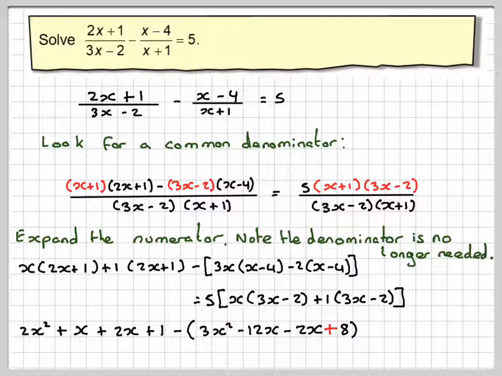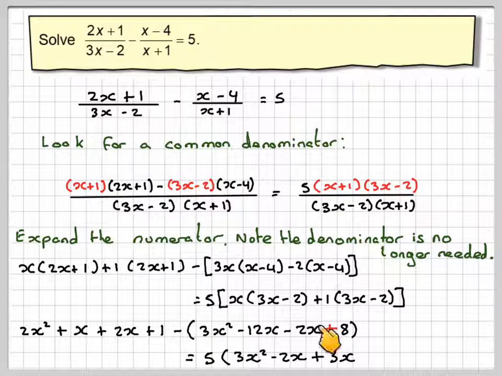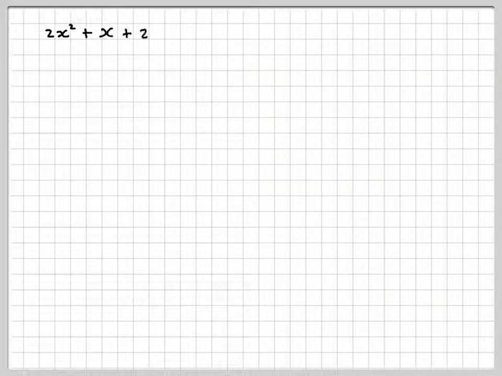So here we're going to have 5 times x times 3x, which gives me 3x squared. x times minus 2 gives me minus 2x, plus 3x minus 2. Close the bracket. So this line here, I've got to write at the top of the next slide before carrying on.